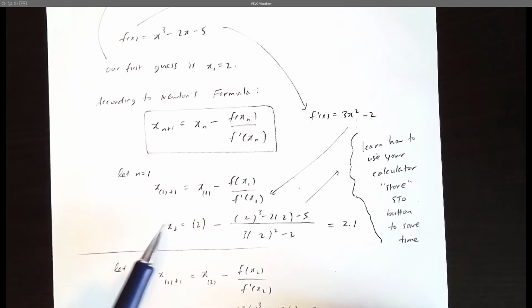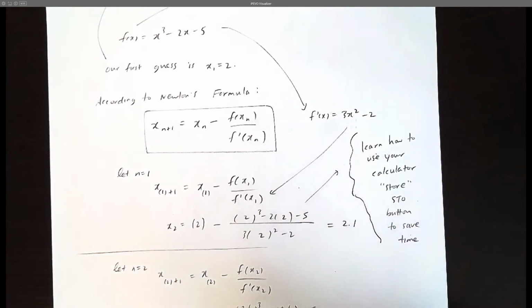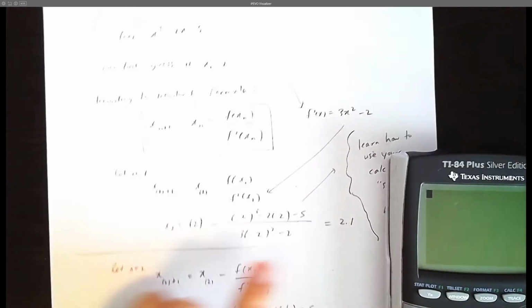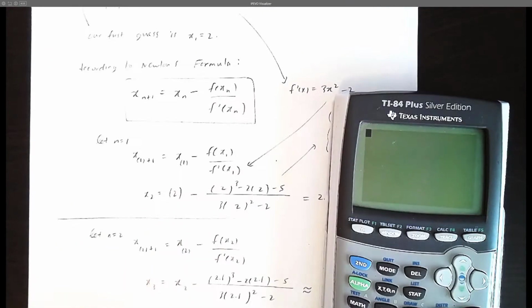We have a better guess, x2, better than the previous guess, based off this formula. Let's keep going to get even closer and closer, and Newton's method gets close very fast to the roots. And it says here, learn how to use store on your calculator. So let's practice this. We're going to store 2.1 on your calculator.